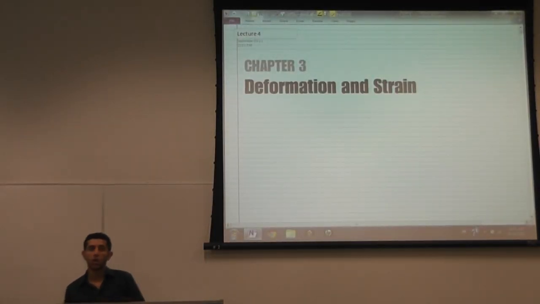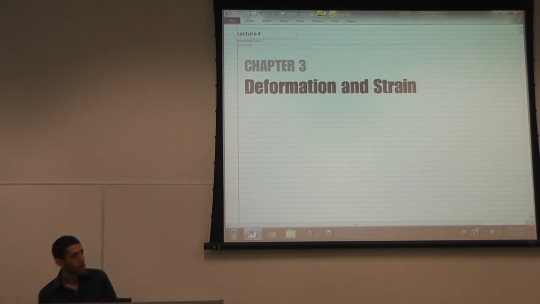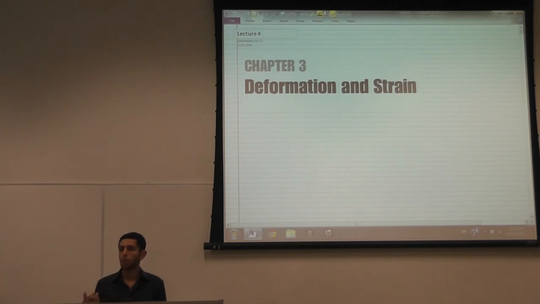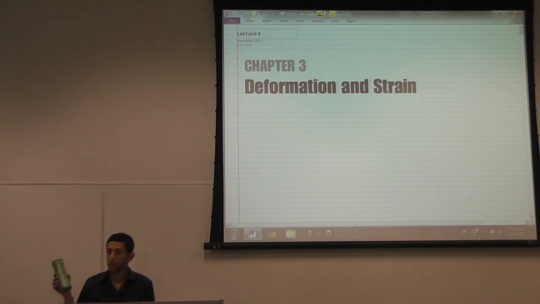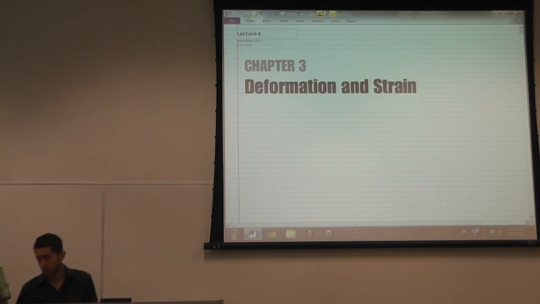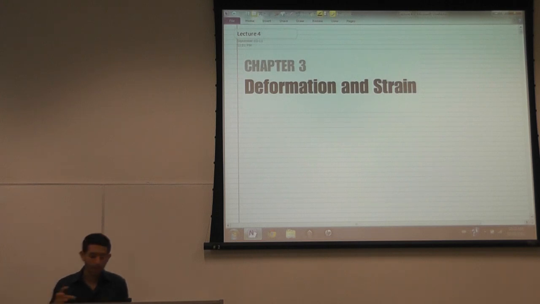Let's talk about a few things on how we embed objects, basically how do we describe objects mathematically. If I have an object, how can I describe its motion or its deformation mathematically? So the first thing we do with an object is we say we embed the object in a three-dimensional vector space.